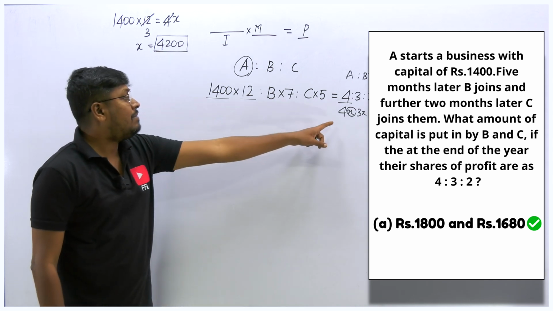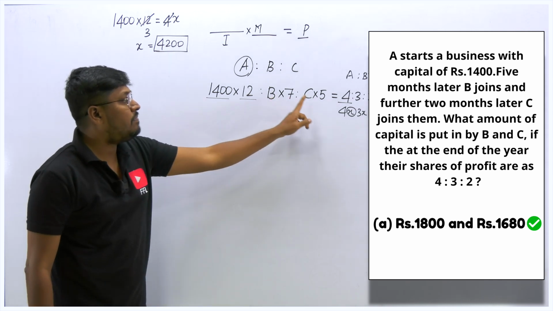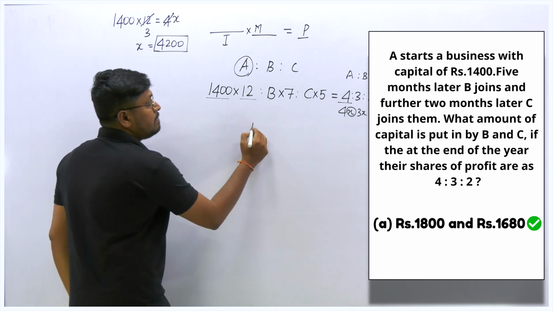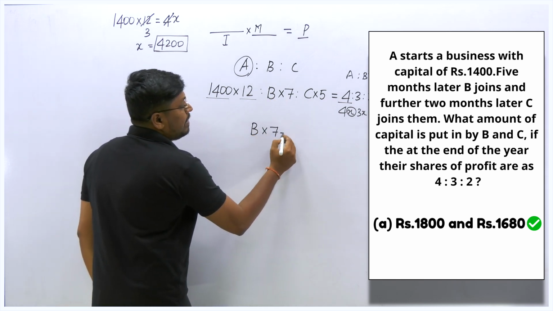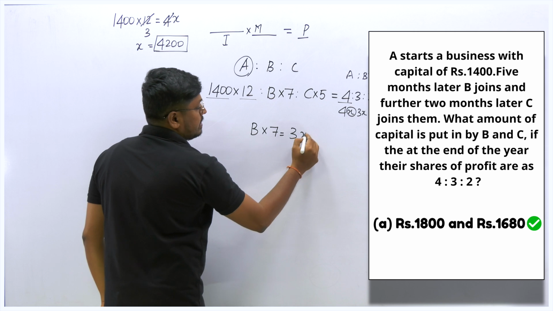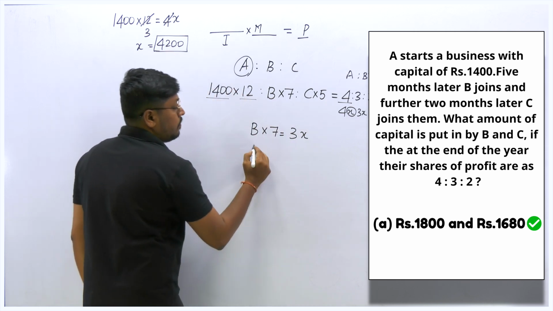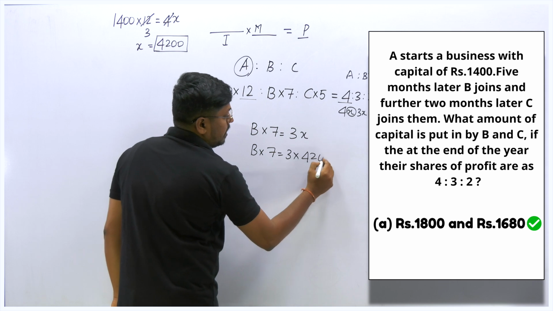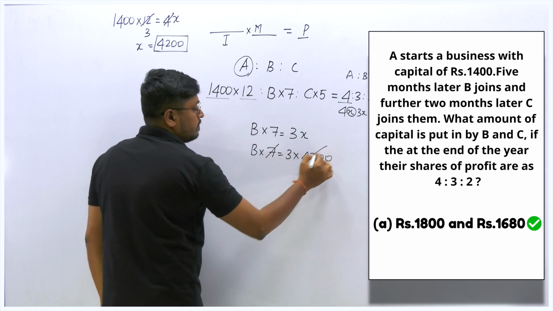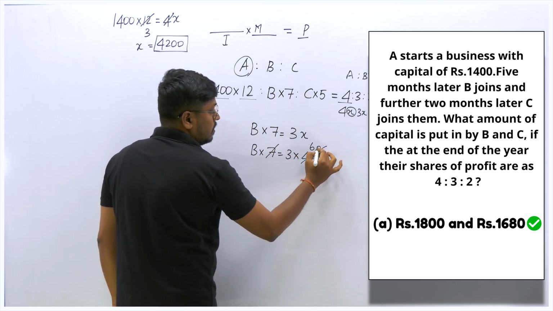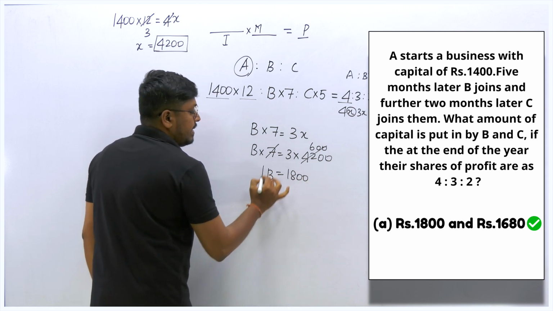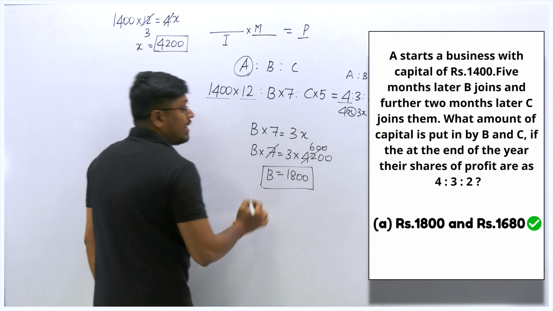Now, based on the value of x, we can easily find B's investment and C's investment. B's investment: B into 7 is equal to the profit ratio 3x, and we already know x is equal to 4200. So 3 into 4200. We can cancel this. 6 sevens are 42, so it will be 1800. So B's initial investment is 1800.